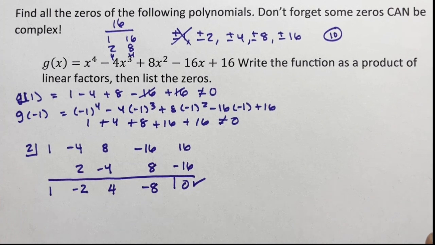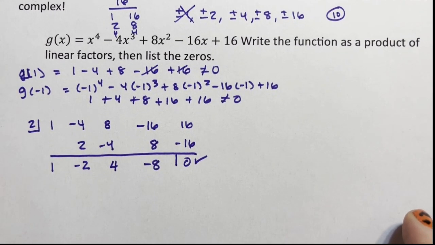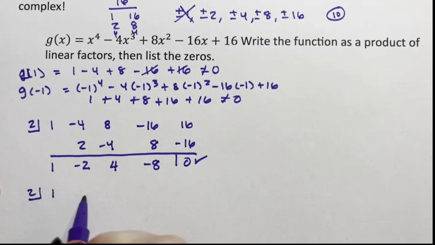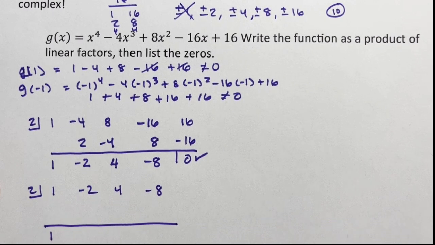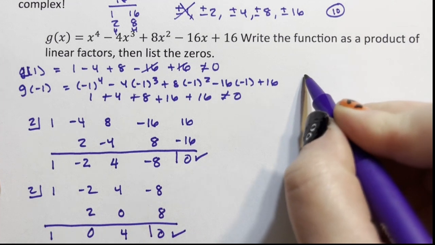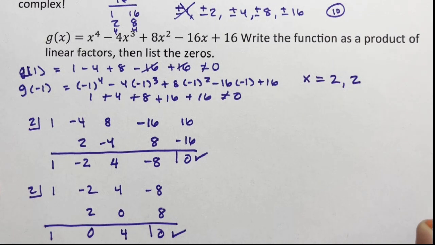All right. Well, just because 2 is a zero doesn't mean 2 isn't 2 zeros. What if it's a zero again? What if we get 2 for the price of 1? Let's try it again. Multiply, add down, multiply, add down, multiply, add down. All right. This is what we call winning. So x equaling 2 and 2 are 2 of our zeros. Thank goodness, because this process would have taken forever and been tedious.